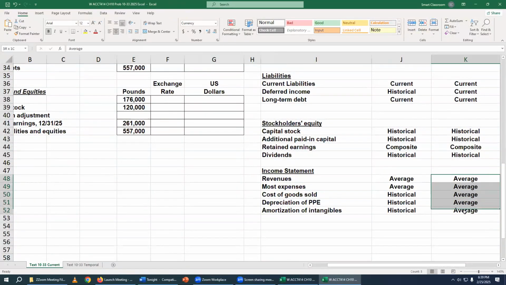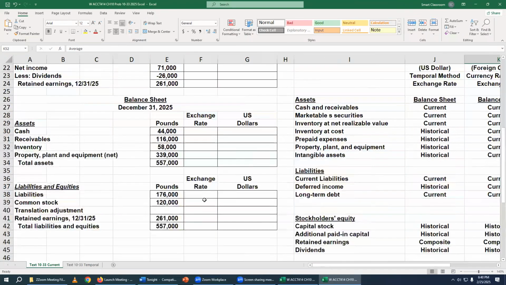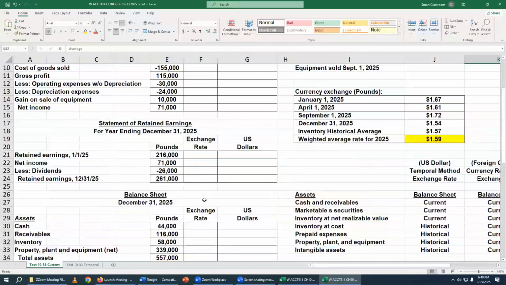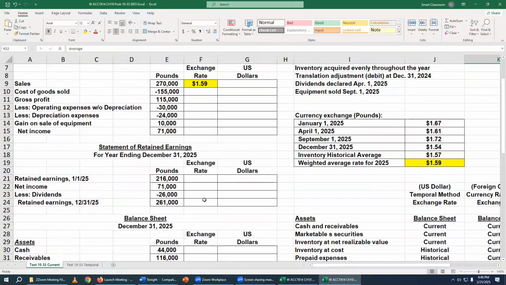And you'll notice something very similar about it. Pretty much everything on the income statement is going to be at the average cost. There are some things, I think we'll have a gain or loss here that's at a specific date. The gain on sale of equipment, we'll look at that one. Okay, but everything else here is going to go in at the average. And this is for the current method.